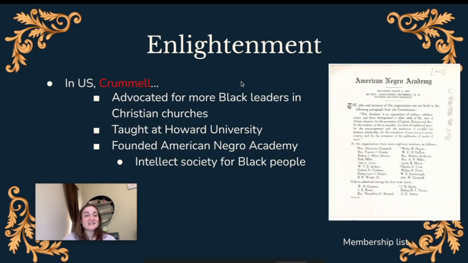So while he was in the United States, he advocated for more Black leaders in the churches and also taught as a professor at Howard University and founded something called the American Negro Academy, which was an intellectual society for Black scholars.